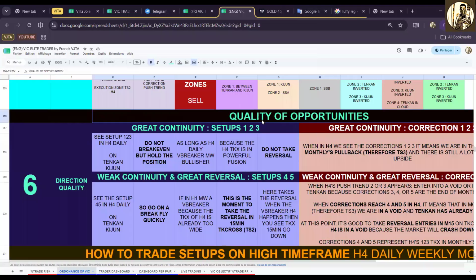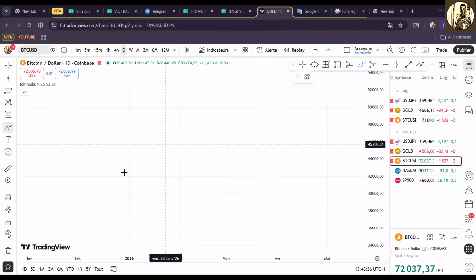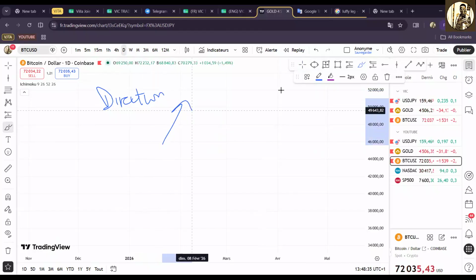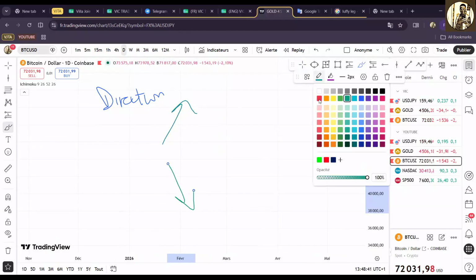Let's now talk about the quality of opportunities. What I call quality of opportunities is that you have the direction. You know that there are only two directions: the upside direction, the rising one, and the downside direction, the falling one.